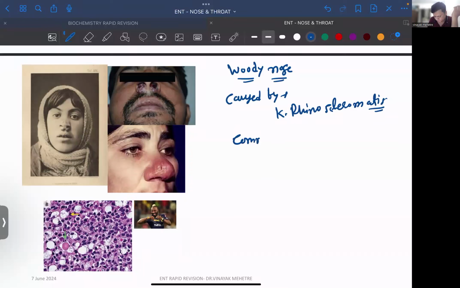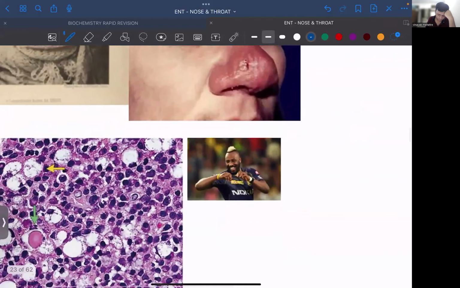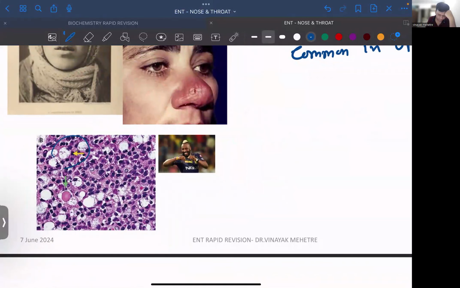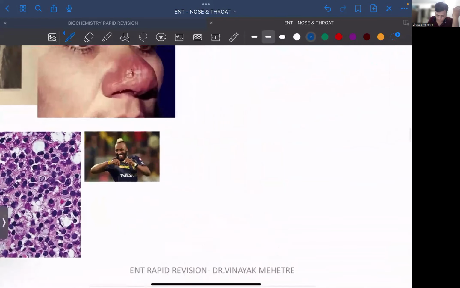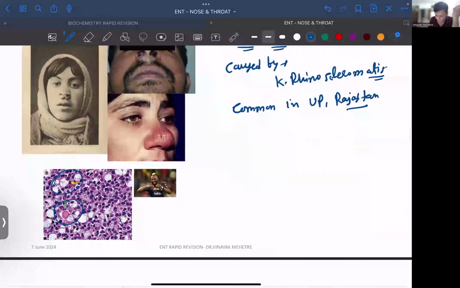Common in UP, right? UP and Rajasthan. Okay? What do we see on biopsy? Mikulicz cell and Russell body. What we are going to see? Mikulicz cell and Russell body.